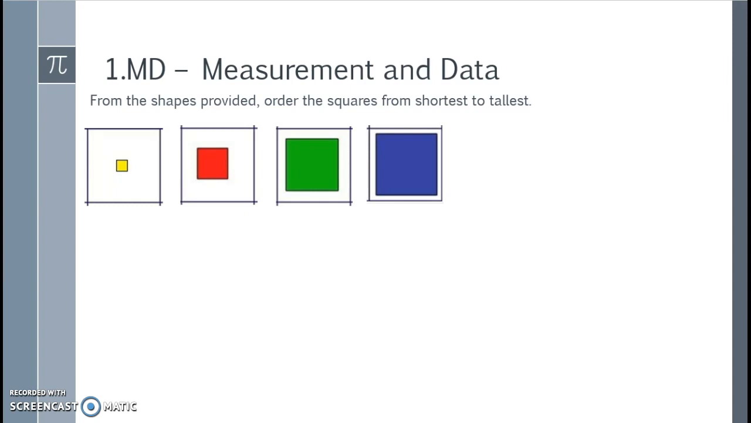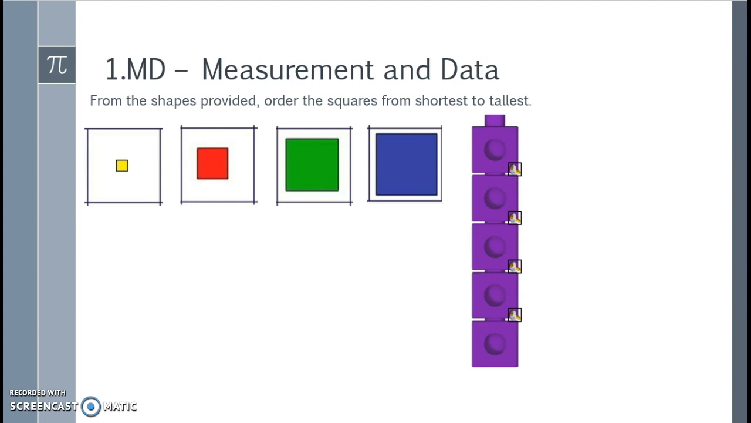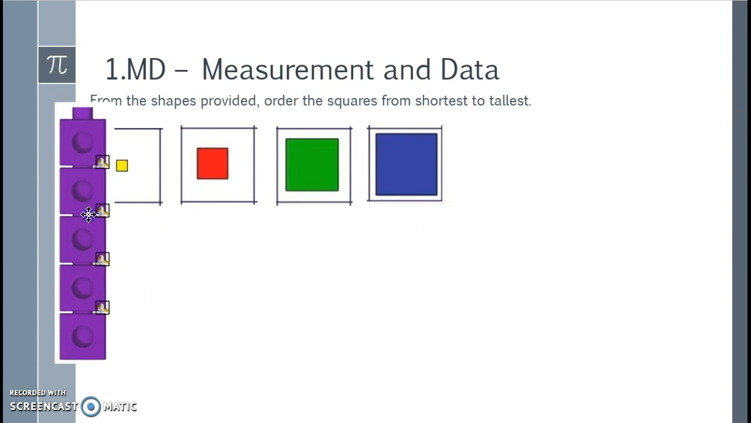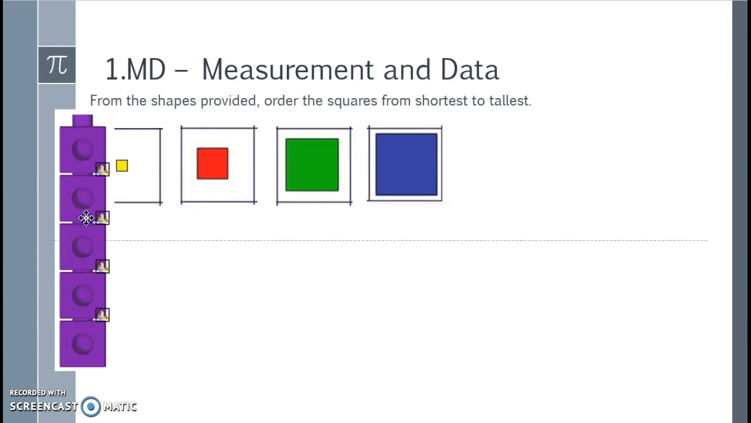And perhaps our intuition has already put them in order from shortest to tallest, but we can use snaps to put them together. So I just put a few snaps together using a virtual manipulative and then copied and pasted them into our PowerPoint here. I think I have way too many, but you can see if we start from the shortest square, it's not even one snap tall.